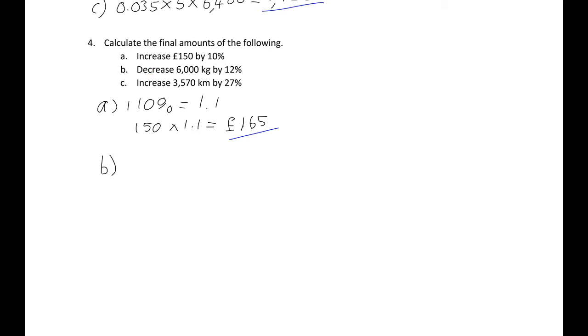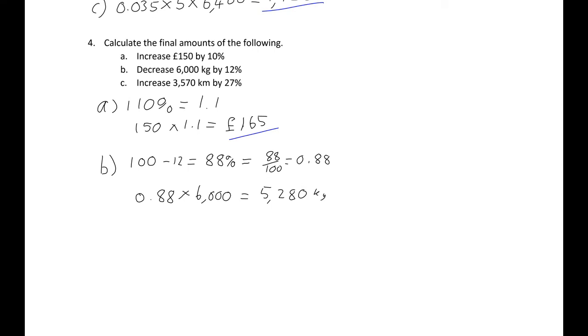Okay. Same idea for part B, but instead of it being an increase, it's now a decrease. So we have got 12% less than 100%, so we have 100 minus 12, and that equals 88%. Okay, 88% is 88 over 100, so it's 0.88. So now we do 0.88 times by 6,000, and that gives us 5,280 kilograms.